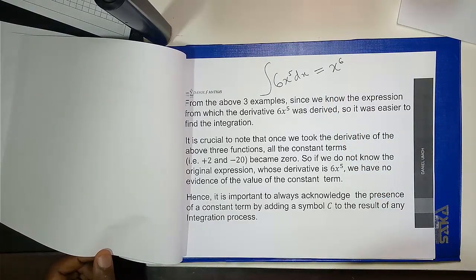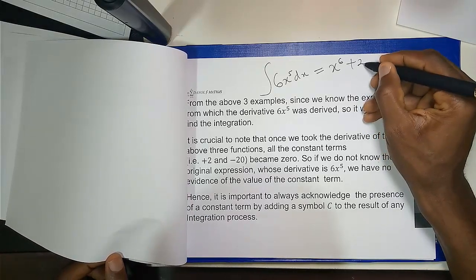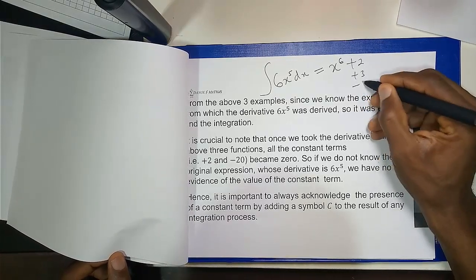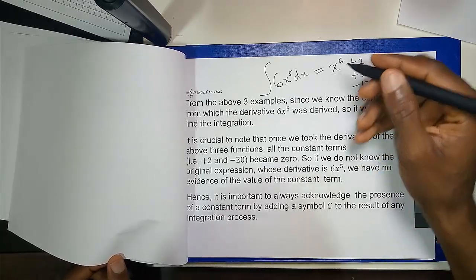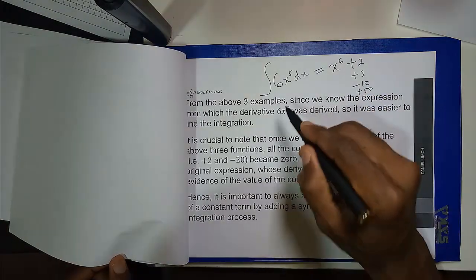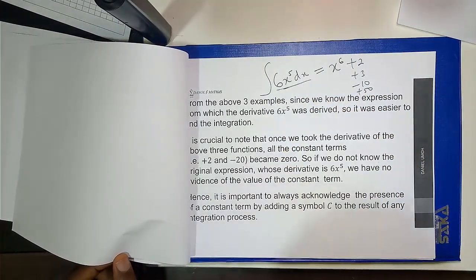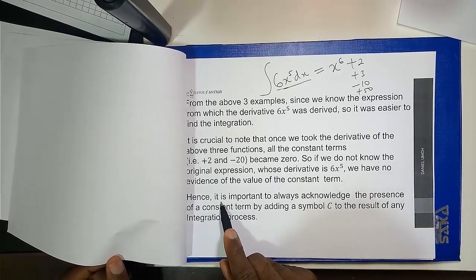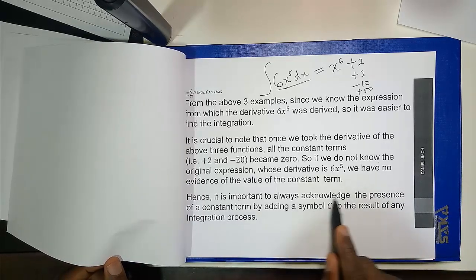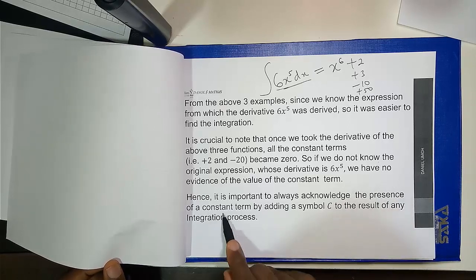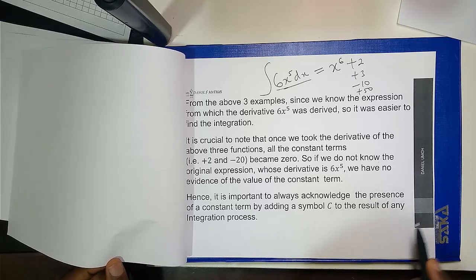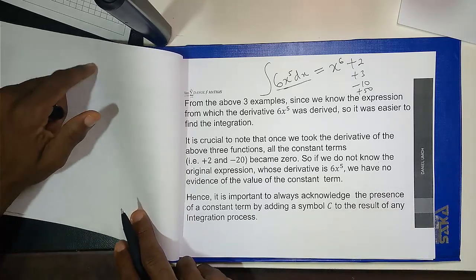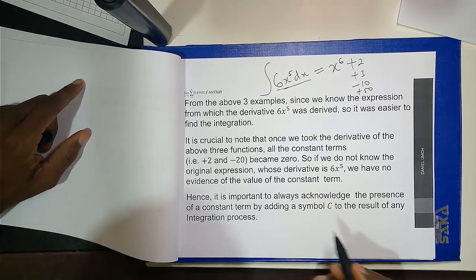6. I don't know whether it is plus 2 or plus 3 or minus 10 or plus 50, because I don't know the original function that was used to get this answer. So for that reason, it is important to always acknowledge the presence of a constant term by adding a symbol C to the result of any integration process. Please, this is very important.